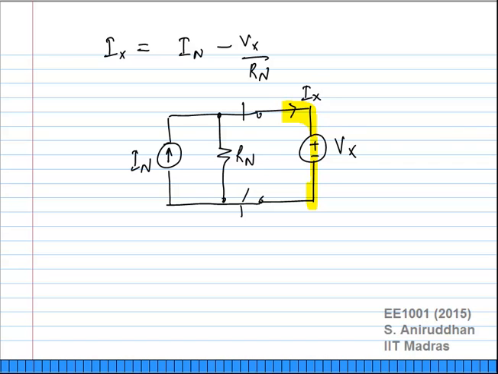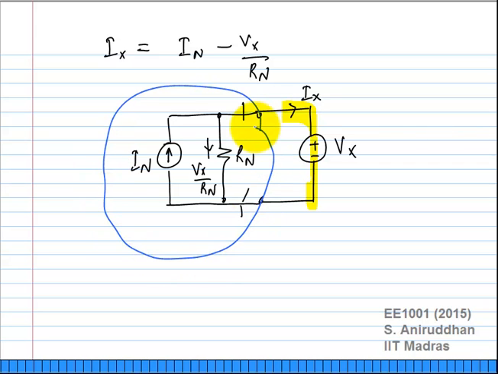If for any other voltage Vx, what happens? Part of In will flow through Rn, the other part will flow through the voltage source. And what will be the current through Rn? Vx by Rn in this direction. So the current Ix will be In minus Vx by Rn. So Vx by Rn will flow through the resistor in this manner.